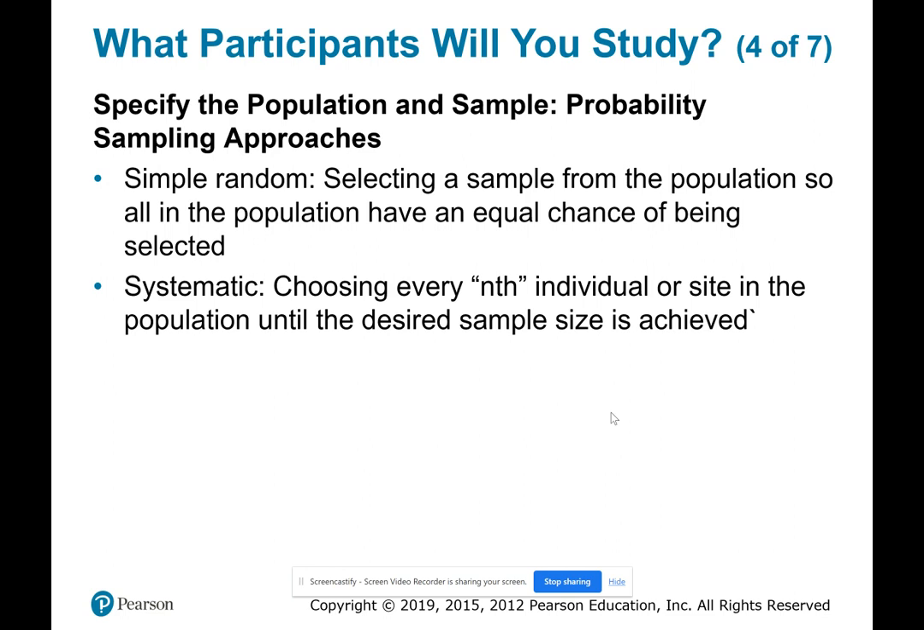Then you have systematic sampling. This is a slight variation of your simple random sampling we just discussed. In this procedure, you would choose the nth individual until you reach your desired sample size. So, like maybe the seventh person, and you just keep going 7, 14, 21, and go on. And then you would just get every seventh person, and that would be your sample size.